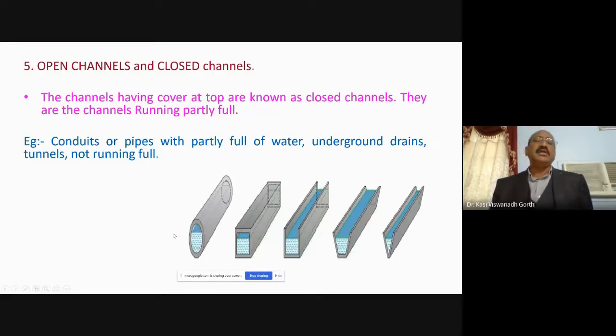etc. So we have seen basically 4 types of channel classifications. Prismatic and non-prismatic channels is one category, rigid boundary and mobile boundary channels, natural and artificial channels, and depending on the geometric shapes, and finally the covered and uncovered, or closed and open channels.